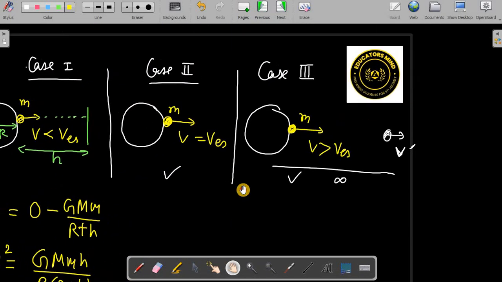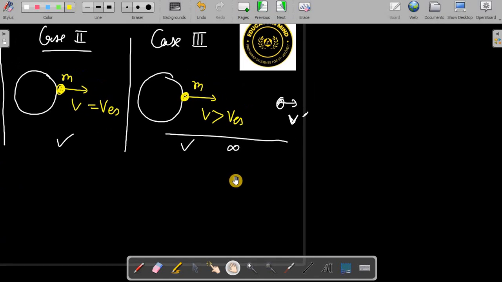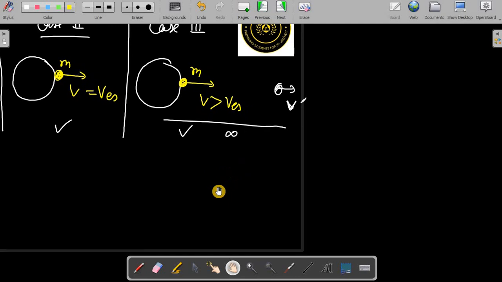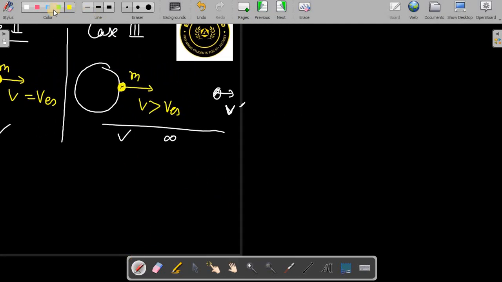Then let's go to the next case. The second case we already know. In the third case, what will happen if it goes to that height? That means at infinity it will have some speed. So what will be the speed at infinity? Initially kinetic energy is half m v square and potential energy is minus GMm by r, right?